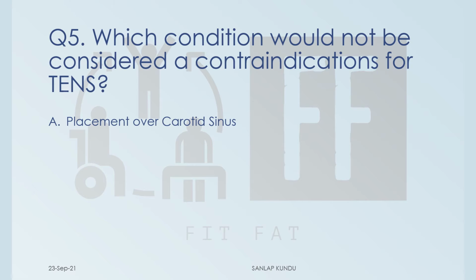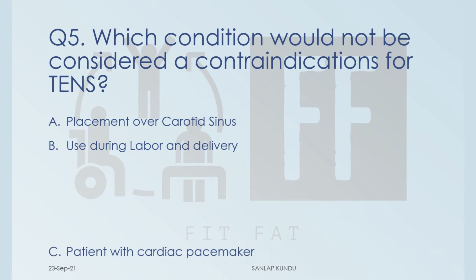Now, we see the options, right? The first option is placement over carotid sinus. Now, it is definitely a contraindication because if we place TENS over the anterior aspect of the neck over the carotid sinus, the stimulation may cause a fall in blood pressure, which we do not want, right? So it is definitely a contraindication. Now let's see what option B is. Option B, used during labor and delivery. We will come to the option later. Let's check what option C says.